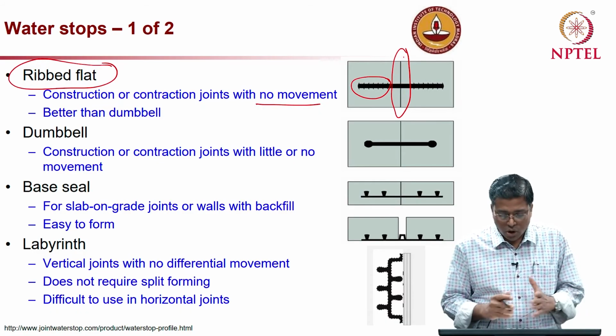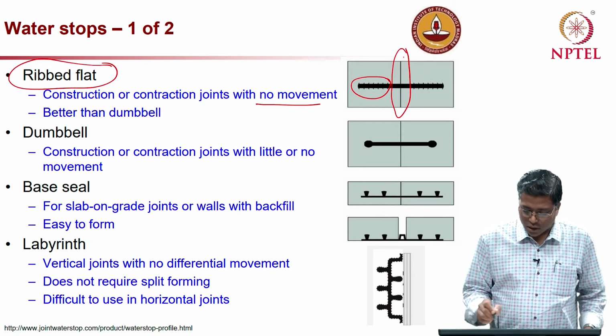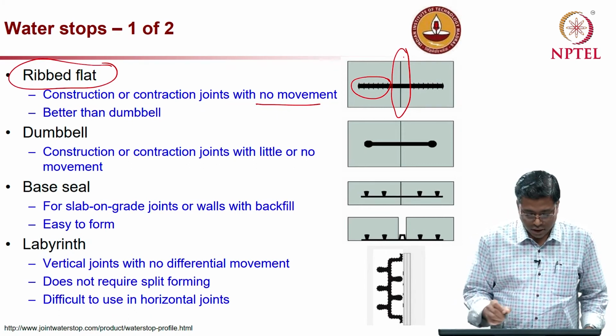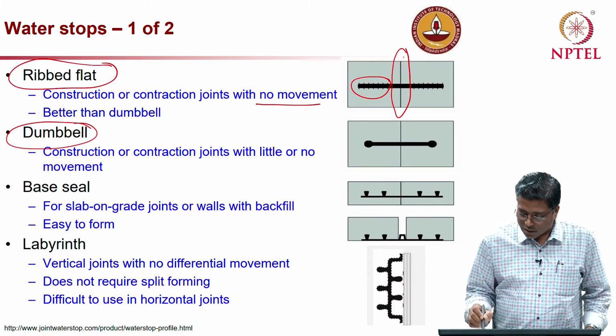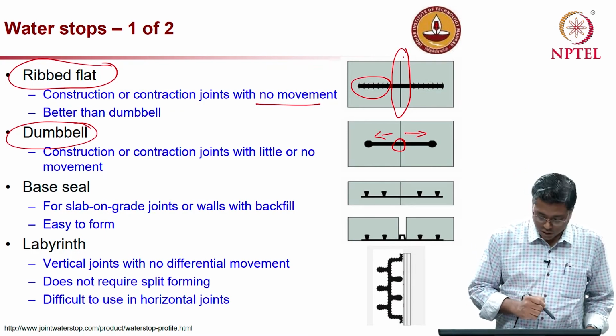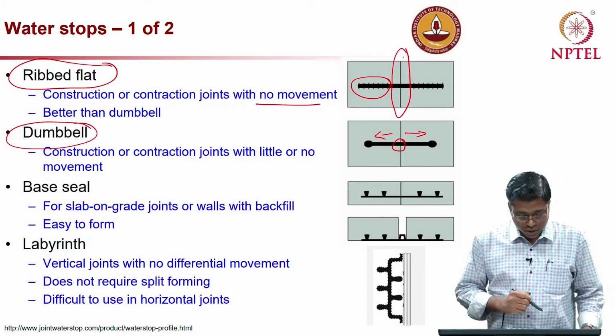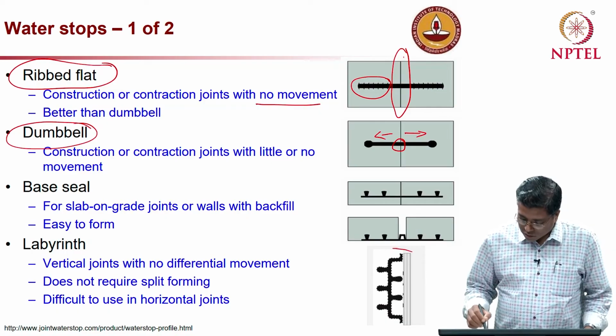So, when there are joints which are not supposed to move, in those cases you can use this kind of ribs, ribbed flat or dumbbell, because if there is movement like this, then this is going to elongate this region, and that material should be good enough to resist that elongation, or it should have a good elongation before it can tear. Now, these are also labyrinth.